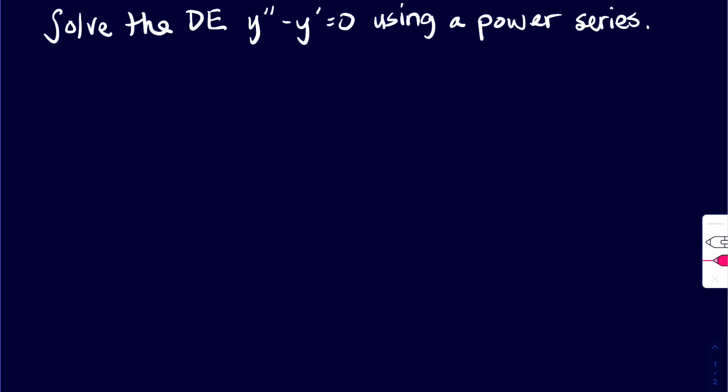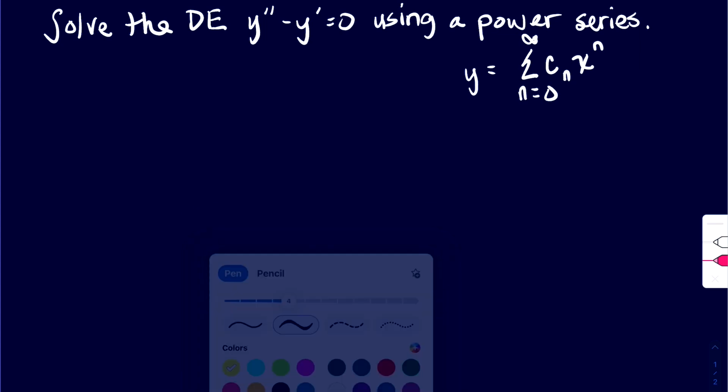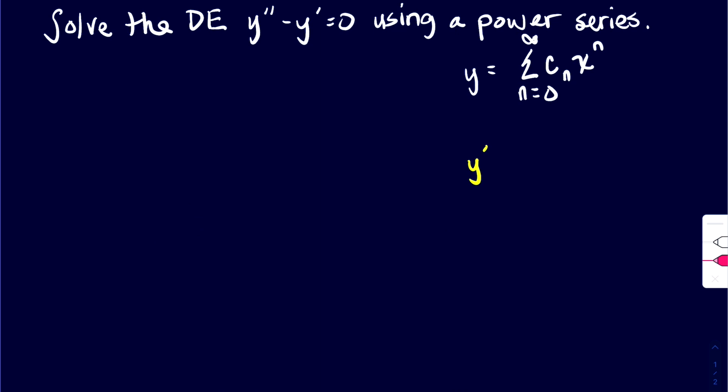First of all, let's look at y equal to the summation as n goes from 0 to infinity of c sub n times x to the n. Now, we're going to need to find y prime. So y prime will equal the summation as n goes from 1 to infinity of n times c sub n times x to the n minus 1.